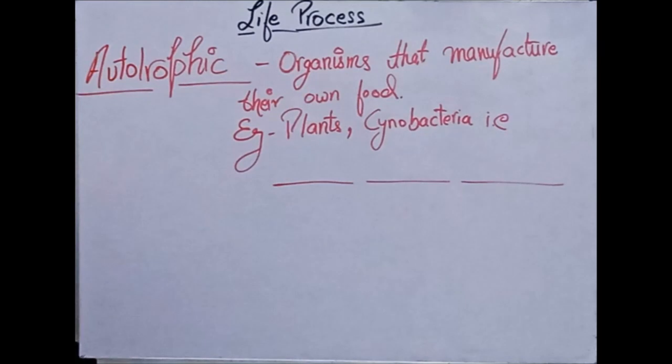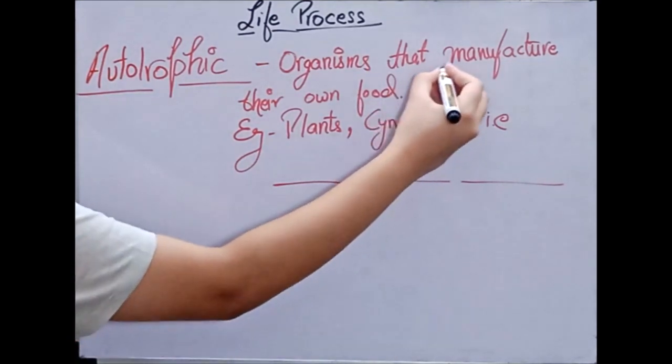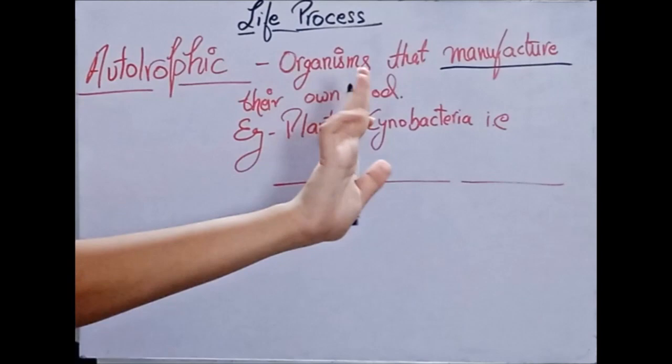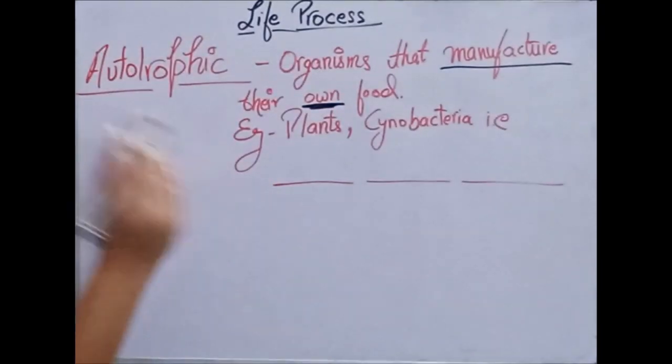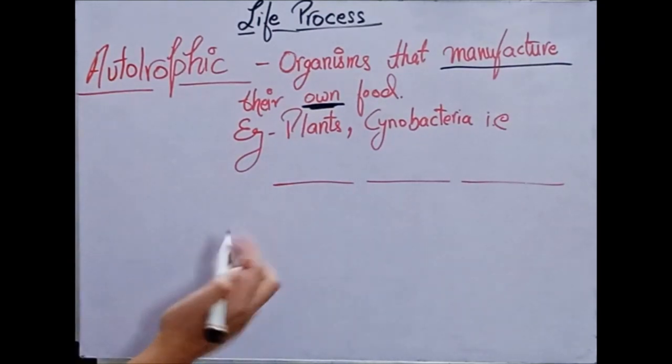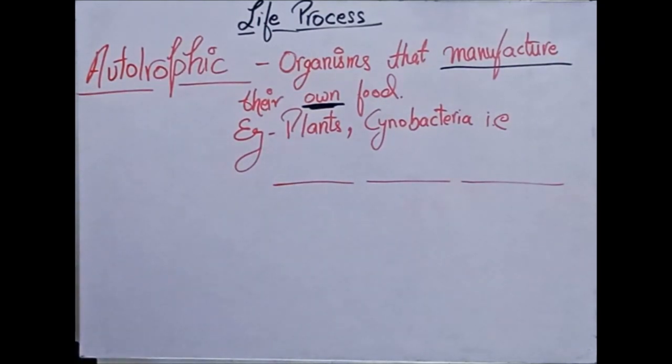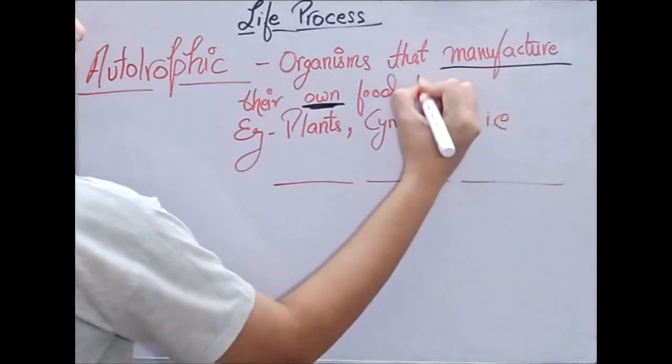As we completed nutrition, we learned a brief about autotrophic and heterotrophic nutrition. Today we are going to continue with autotrophic nutrition. It is nothing but the organisms that manufacture, this term is really very important, their own food. They are manufacturing their own food. That's simply your autotrophic.